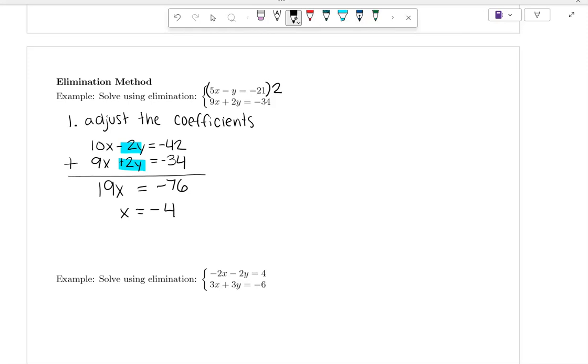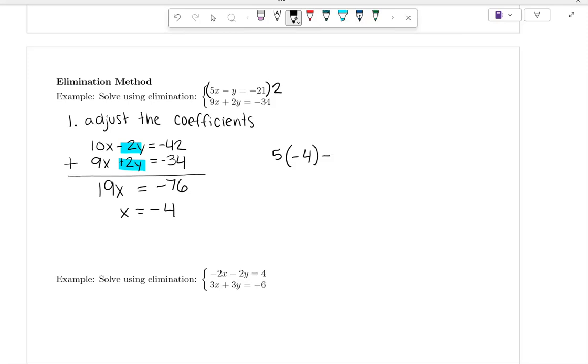All right, and then we finished steps 1 and 2. And then we just have step 3, which is back substitute. So you can substitute in either, really. It doesn't matter because you're going to get the same answer for both. So I'm just going to do the top one.